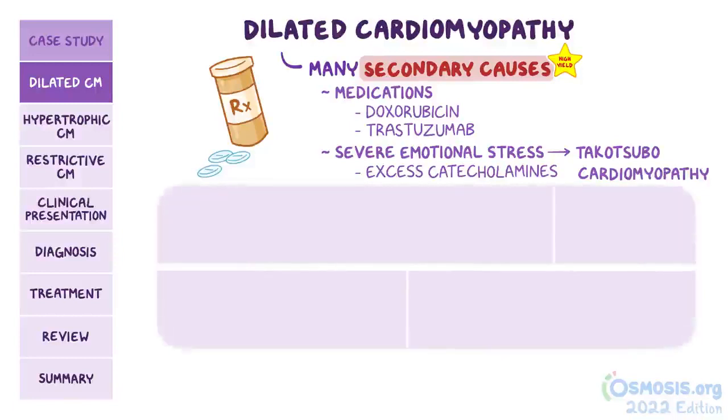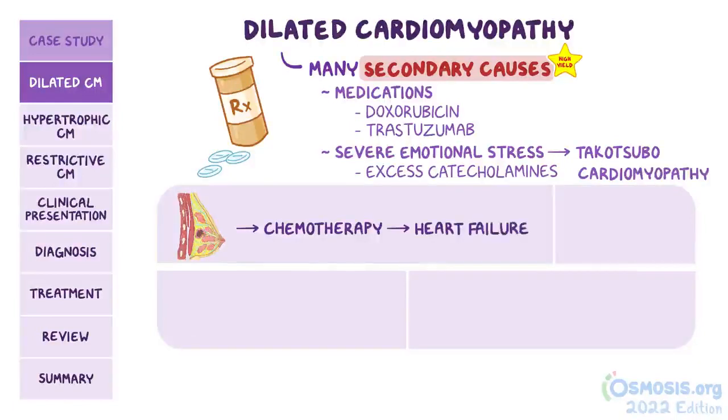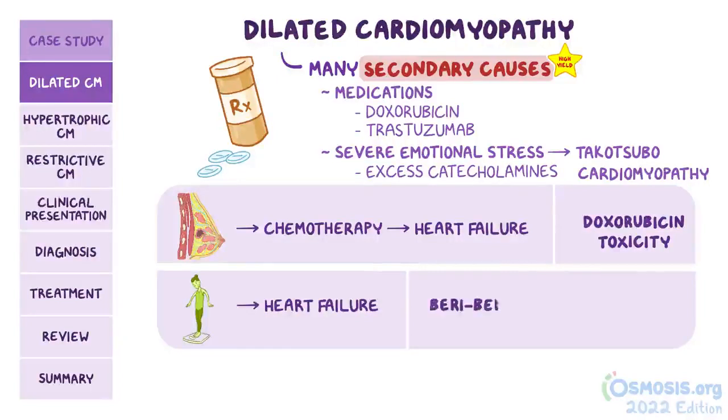Examiners try to get creative when it comes to these causes. For example, a case of breast cancer treated with chemotherapy, after which the individual develops heart failure. This should raise your concern for doxorubicin toxicity. Another example would be an individual with anorexia nervosa who develops heart failure, raising your concern for a nutritional cause like beriberi or selenium deficiency.